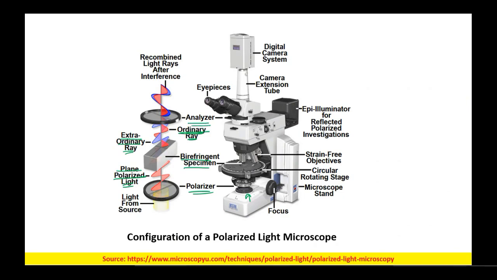Through this analyzer you are blocking the plane polarized light, and you are basically getting the light which has interacted with the sample. So this is a system where you have polarization both in the upright direction and also in the epi illumination system. In the epi illuminator you will have a polarizer over here also, and then the analyzer over here.